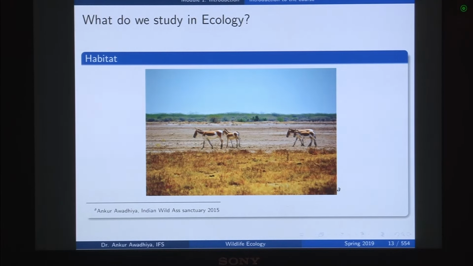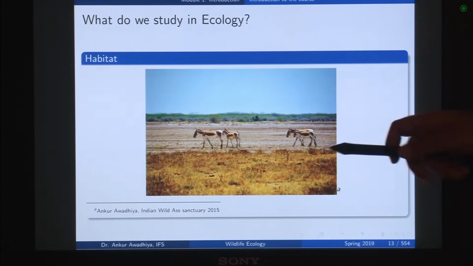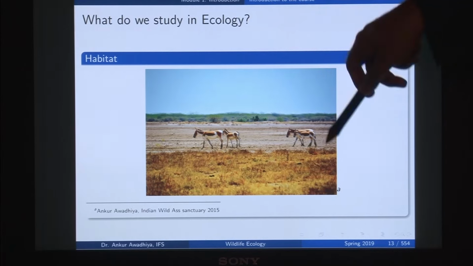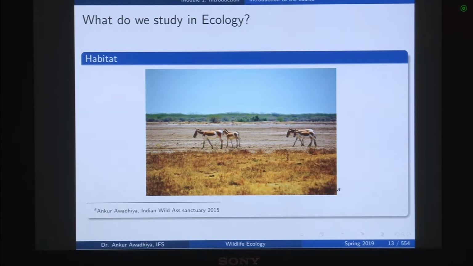So, we have this Indian wild ass sanctuary in Gujarat, and as you can see, this is a very plain topography area. It hardly has any vegetation in most of the areas. There are some hills that have slight amount of vegetation. Then this is a very dry area. It has a lot of saline soil. So, ecology would go out and study what are the kinds of habitats that are there in different areas, and how are these different habitats determining whether this organism is able to survive in that area or not.